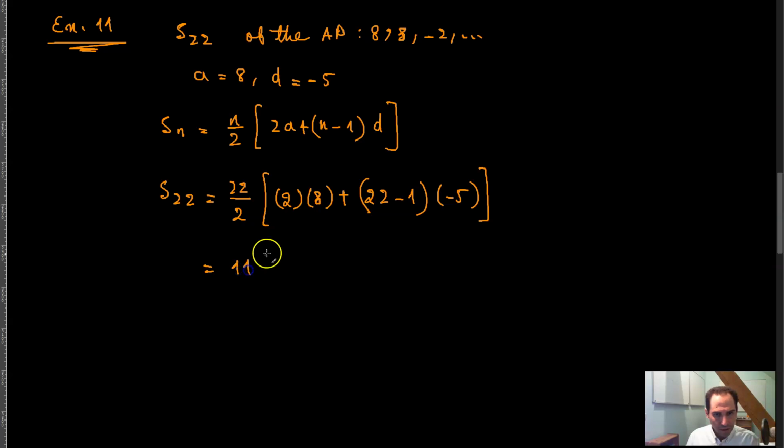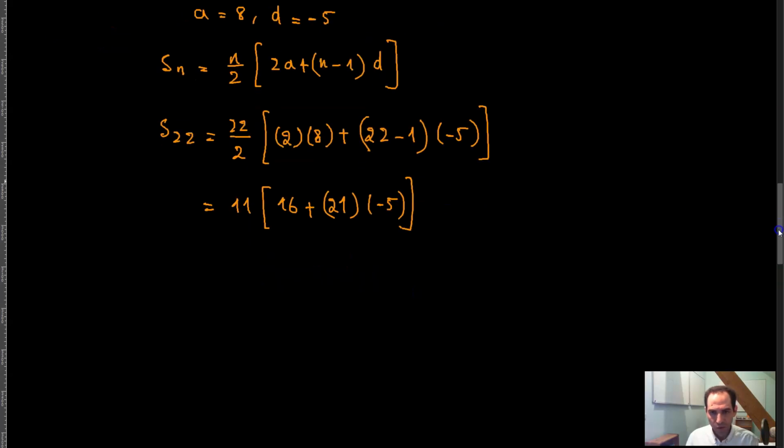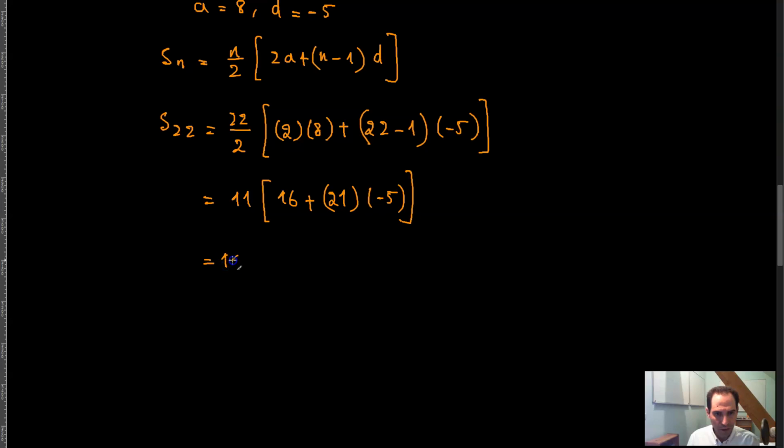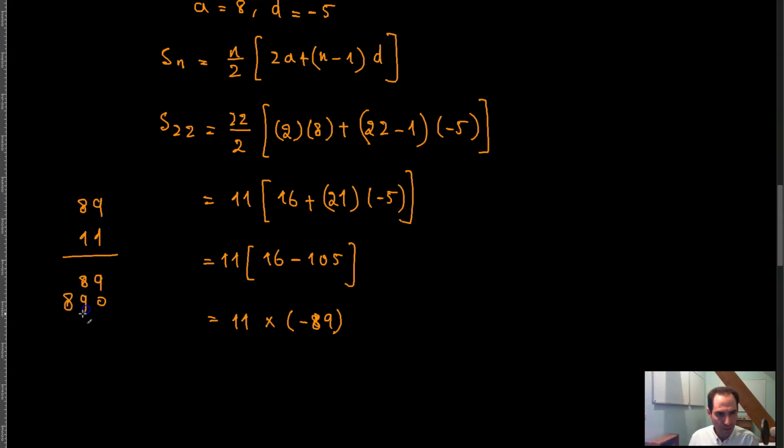I can write this calculation as 11 times 16 plus 21 times -5. 21 times -5 is equal to -105. So that's 11 times 16 minus 105. Now 16 minus 105 is equal to -89. That's 11 times -89, and 11 times -89 is equal to -979. So that is S of 22.